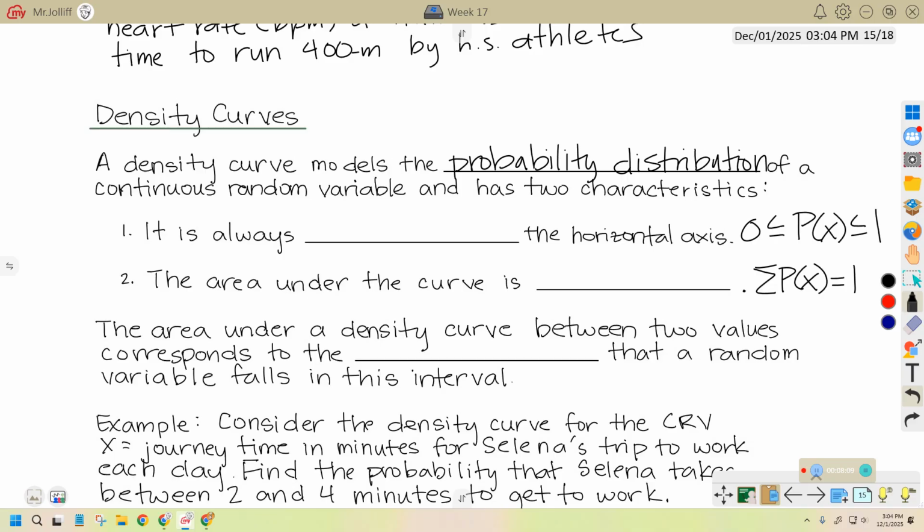In terms of density curves and the graph that accompanies those density curves, what that tells me is that it's always above the horizontal axis. It's in the upper half of the coordinate plane. And the area under the curve is equal to 1. Because the area under the density curve represents probability.